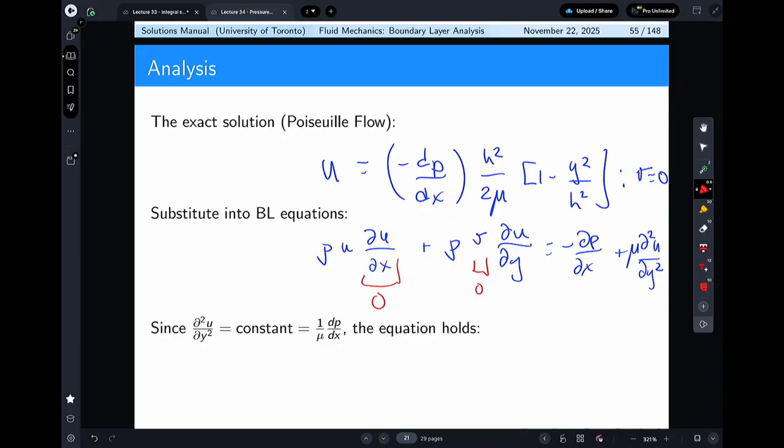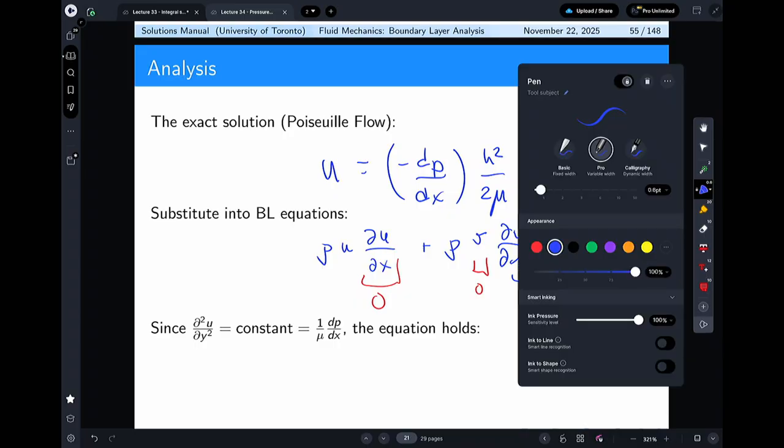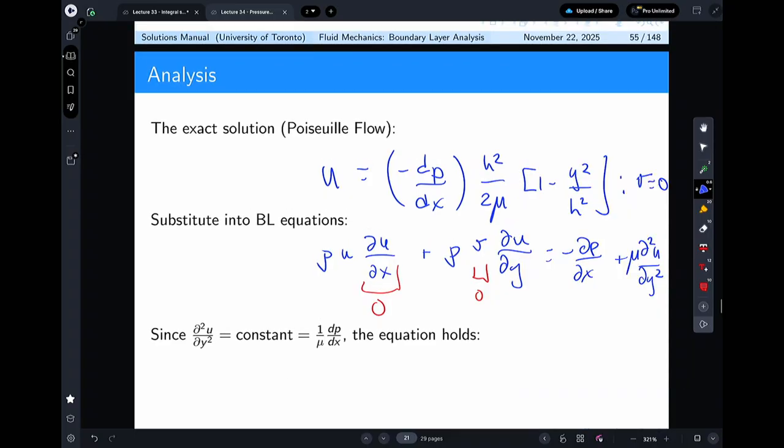del squared u over del y squared is equal to a constant, which is that dp/dx, which we know is a constant from boundary layer approaches. And so for the boundary layer equations, it ends up being essentially that minus dp/dx plus dp/dx is equal to 0, and there you go. Because mu del squared u over del y squared is equal to dp/dx.